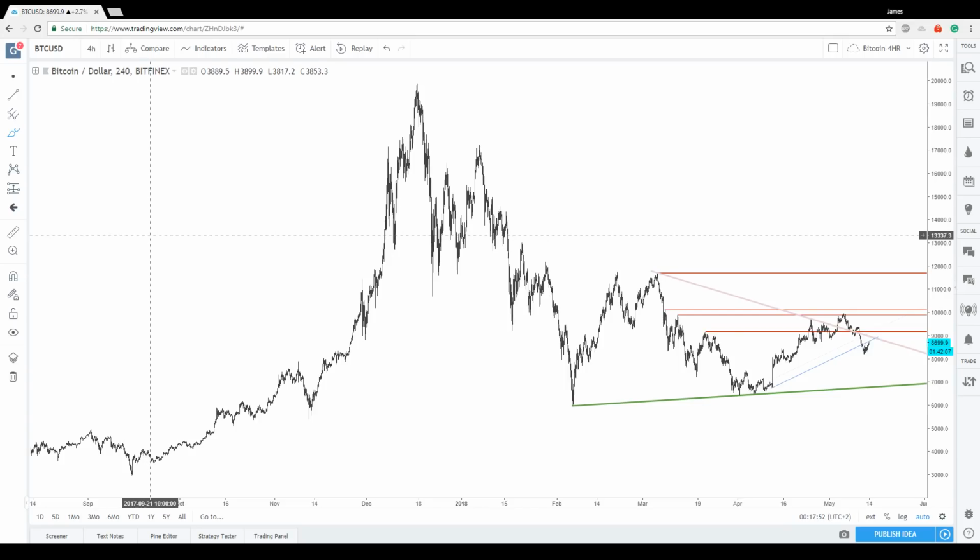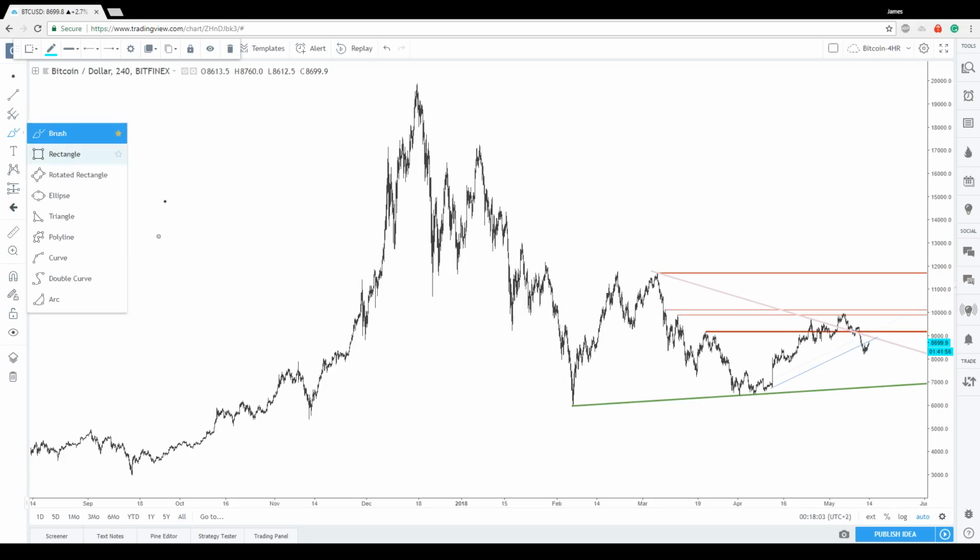Hey everyone, it's May 13th, about 6:17 p.m. Eastern Standard Time. It's the 4-hour chart of Bitcoin, BTC USD on the Bitfinex exchange. First of all, it's not investment advice.